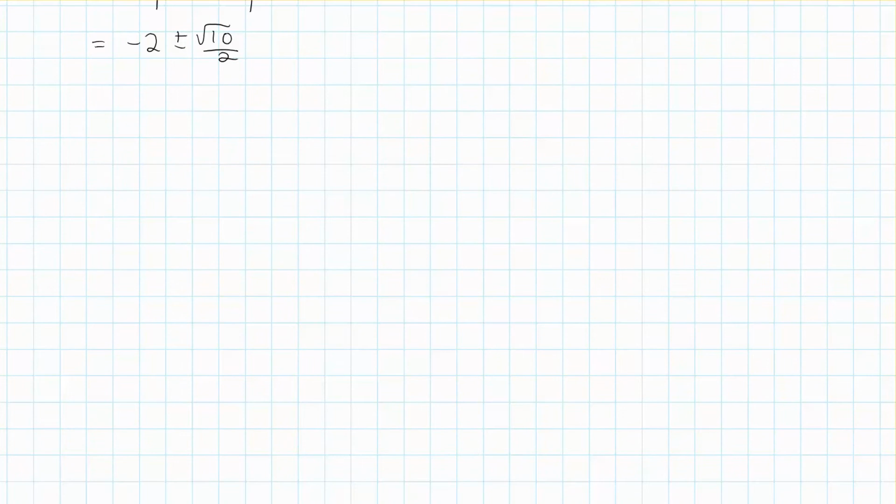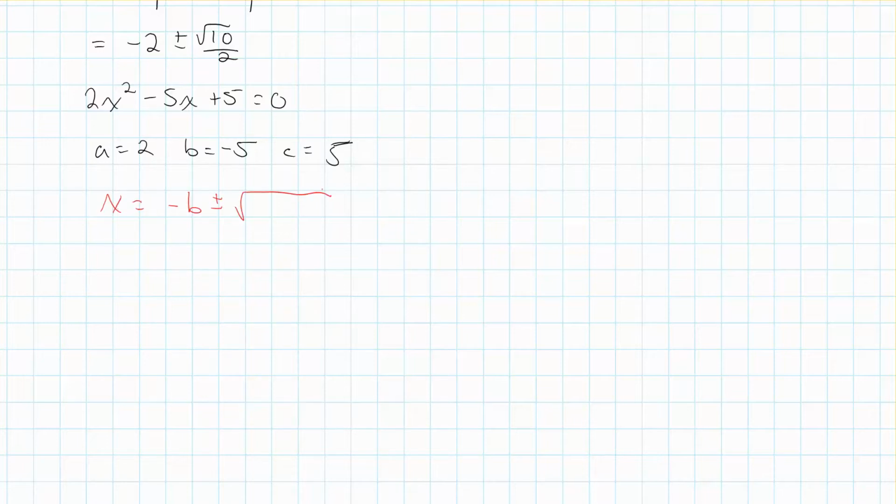So this is 2x squared minus 5x plus 5 equals 0. So here we have a is equal to 2, b is equal to negative 5, and c is equal to 5. I'll go ahead and write my quadratic formula down. So x is equal to minus b plus or minus the square root of b squared minus 4ac all over 2a.